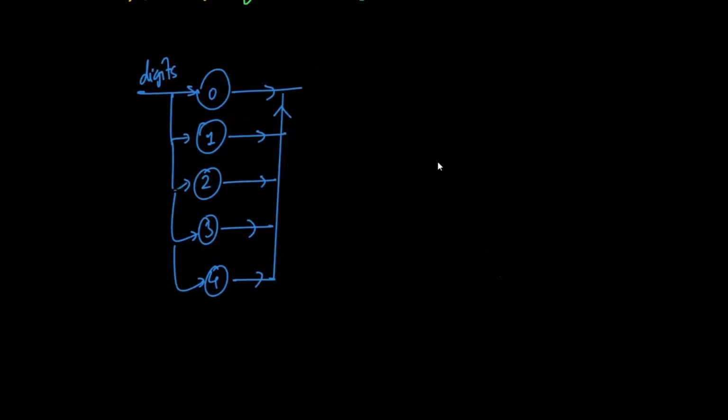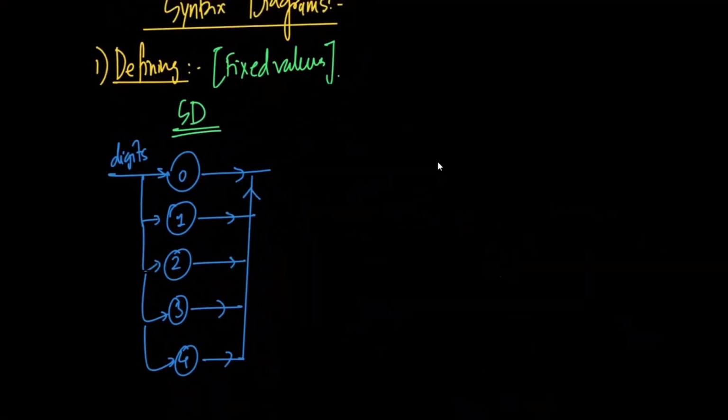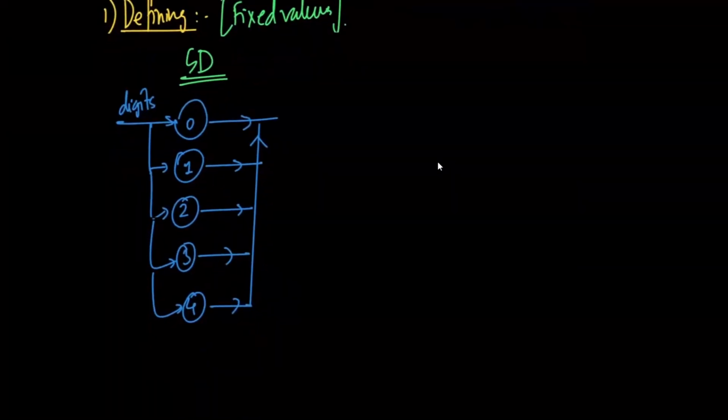Now let's take a look at how we can define something in Backus-Naur form. I'm going to label this as SD, meaning syntax diagram, and we're also going to look at Backus-Naur forms. The way that we define it in Backus-Naur form is in the following manner.